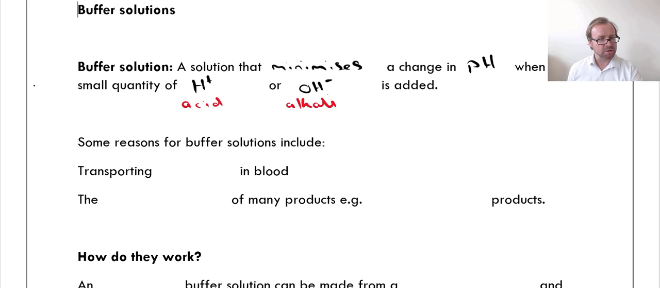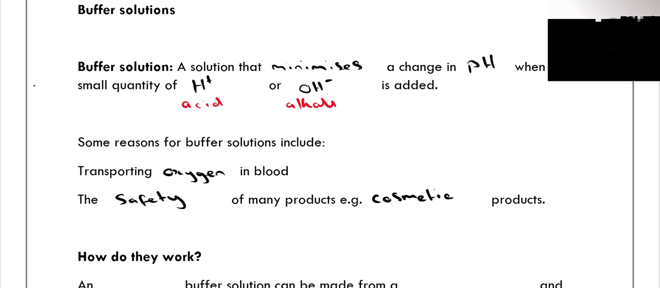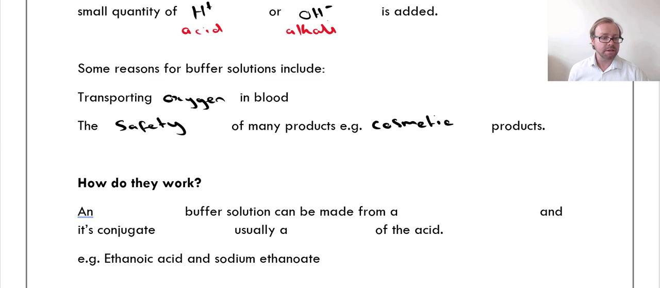We're not going to get into much detail about this, but here are two examples. Some reasons for buffer solutions include transporting oxygen in blood and the safety of many products, e.g. cosmetic products or shampoos, to make sure it's not too acidic or too alkaline with the contact with the skin. Right, so how do they work?